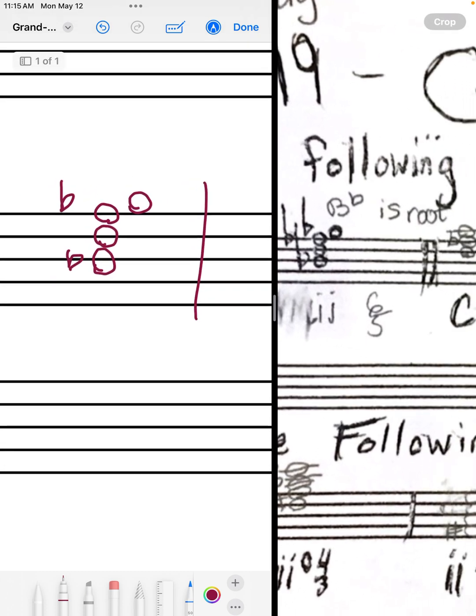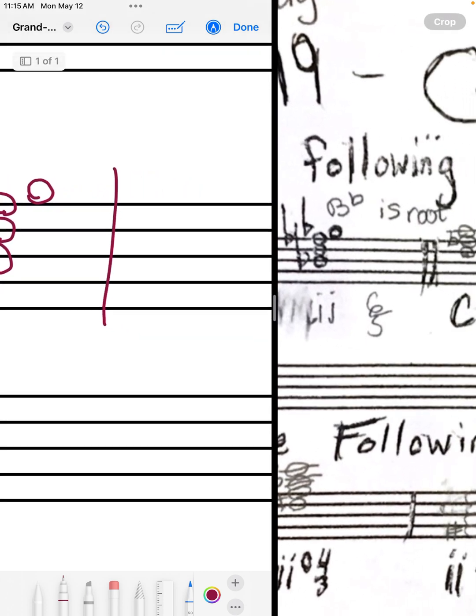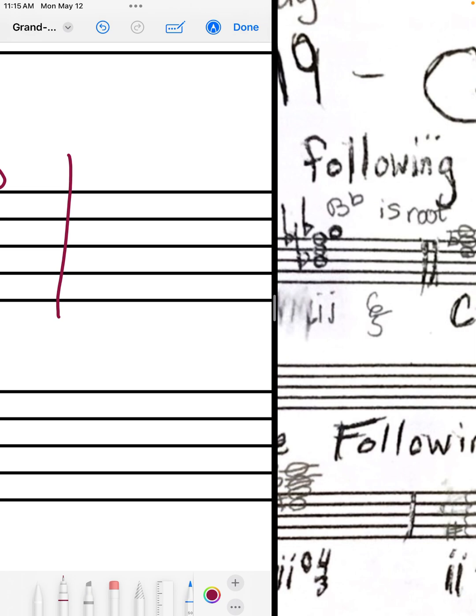So I'm going to go in and put that in the right places. So I'm going to put B flat, D flat, D sharp 2, F, and A. So, alright, I think this one goes towards this one.